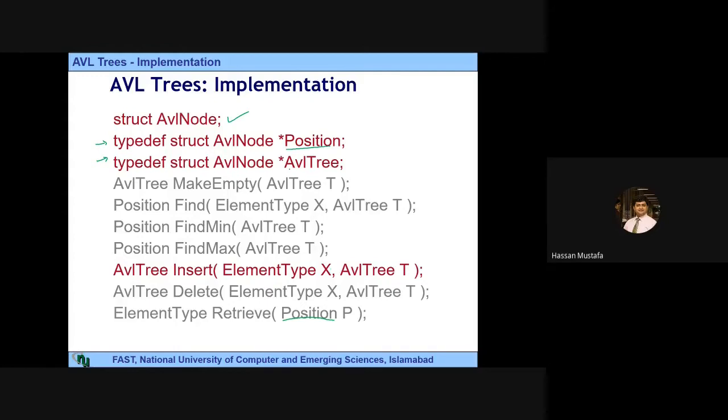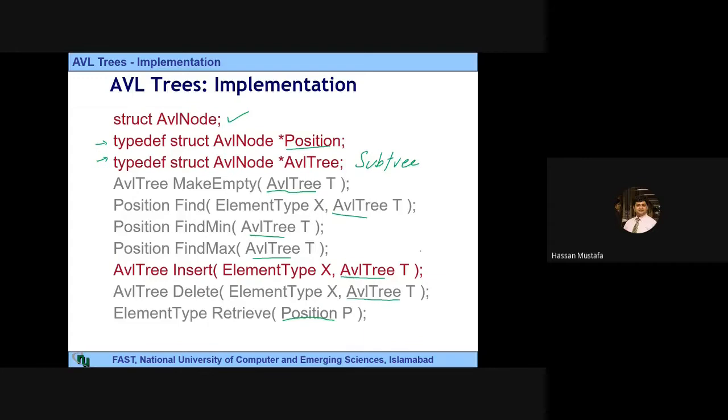Then we have this AVL tree. You can see that we have redefined it to be a subtree, right? So we'll use this pointer whenever we want to point to a subtree in the AVL tree. This redefinition or typedef is used in almost all the functions in this class. You can see that it's available in almost all the functions.